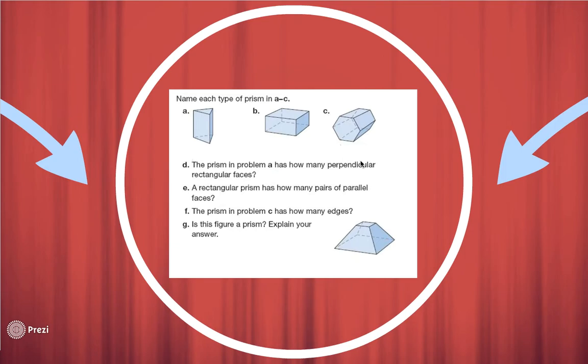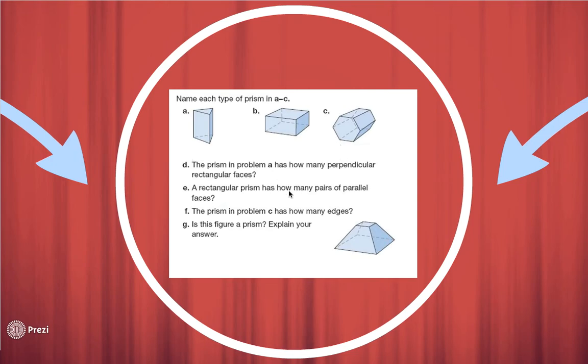Here's your lesson practice for today, A through G. Just answer all the things you can. You're going to name A through C, and then let us know how many perpendicular faces this one has, so how many form a 90-degree angle. In letter E, a rectangular prism has how many parallel sides? You could just use this one. And then F, a prism in problem C has how many edges? So you're going to count all the different edges in letter C.